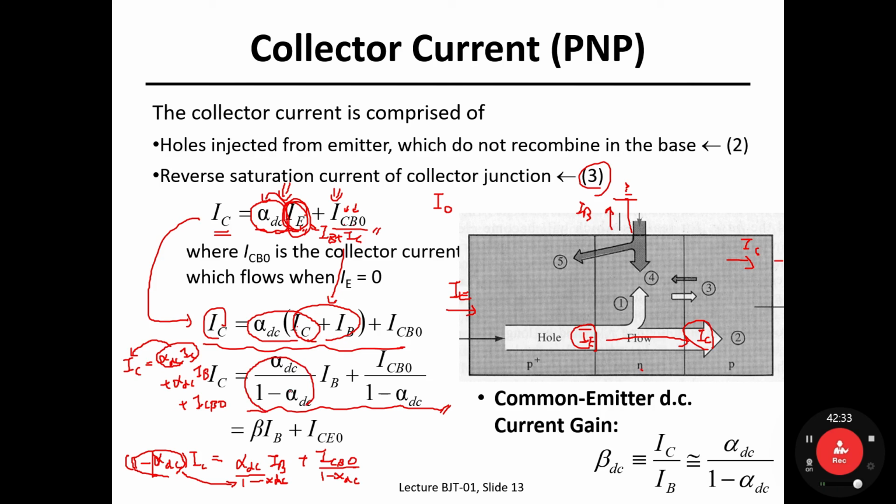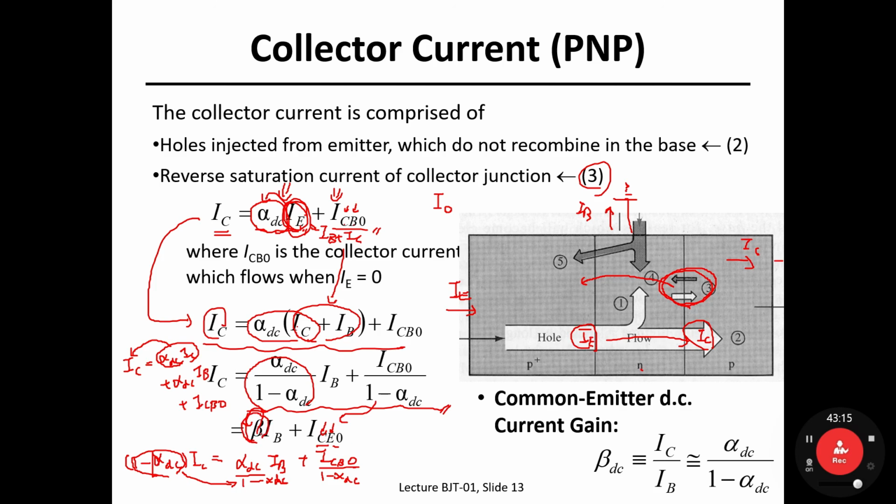And this alpha DC over 1 minus alpha DC is defined as beta, and ICB naught divided by 1 minus alpha DC is defined as I sub CE naught. So CE means collector emitter, right? So it is the collector emitter saturation current. Once the PN diode is reverse biased, the saturation current flows. But this saturation current would flow from emitter to collector side. So that is interpreted as ICE naught.